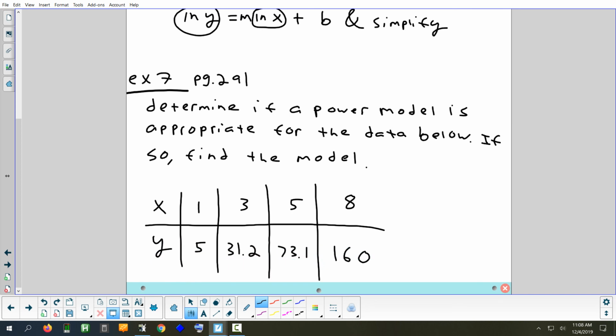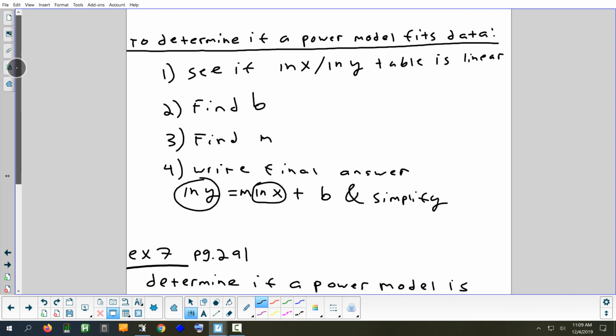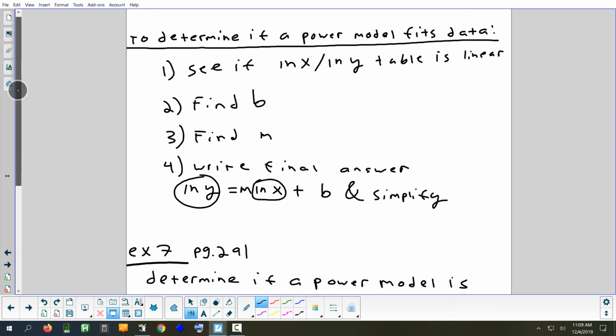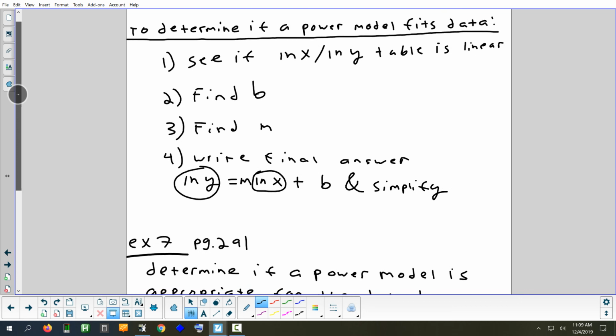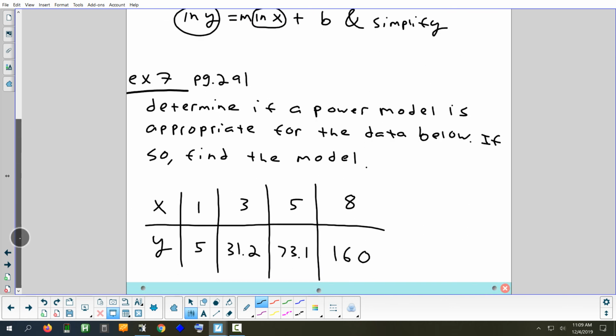So we're going to find a power model for this data. The first part is basically determining whether or not you should use a power model, because a power model isn't the right tool to use all the time. It's the right tool to use some of the time. For you guys, I'm just going to give you a set of data and say find a power model. I'm going to give you a set of data that a power model is the right tool to use, so you don't have to worry about the determine part. We're not going to do that.